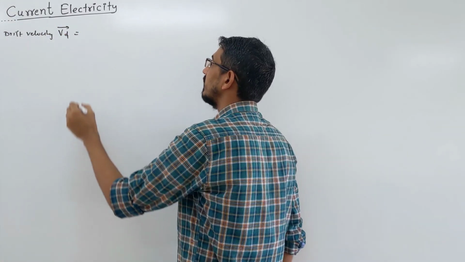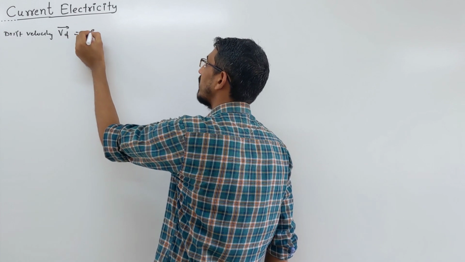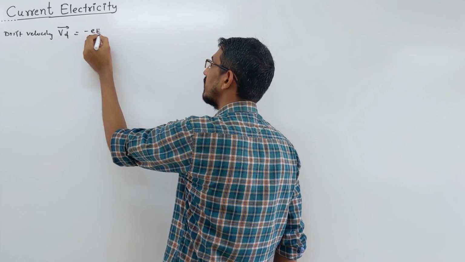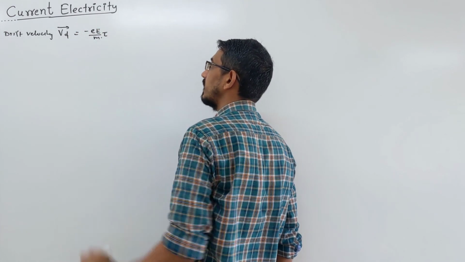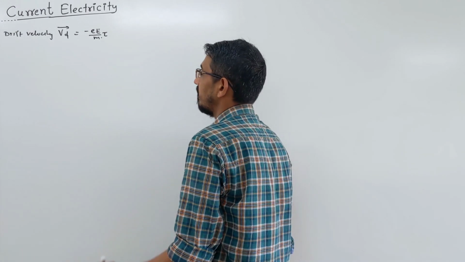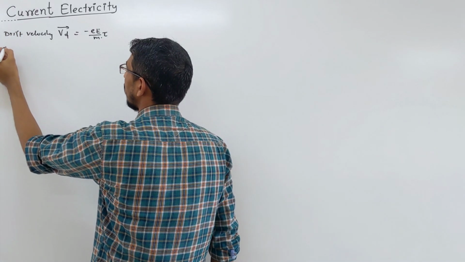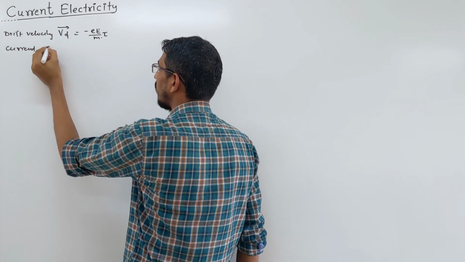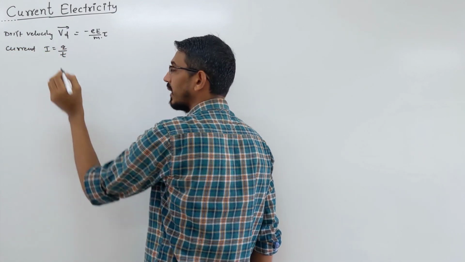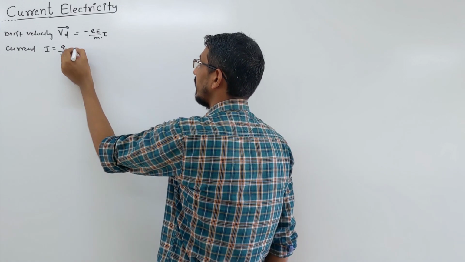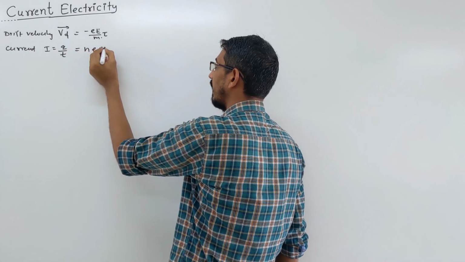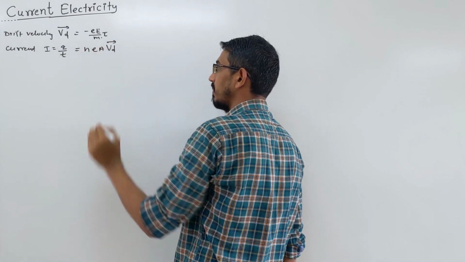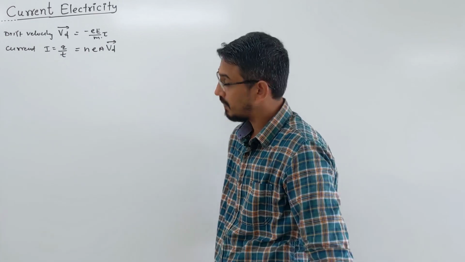Yes. And how did the formula come? Minus eE, this is the force, divided by mass, and tau was the time, correct? This was the drift velocity. Then we have learned current also, current in a wire. The general formula is Q by t, right? But how did we write it here? n, e, A and Vd, in terms of drift velocity, right? This we have learned.